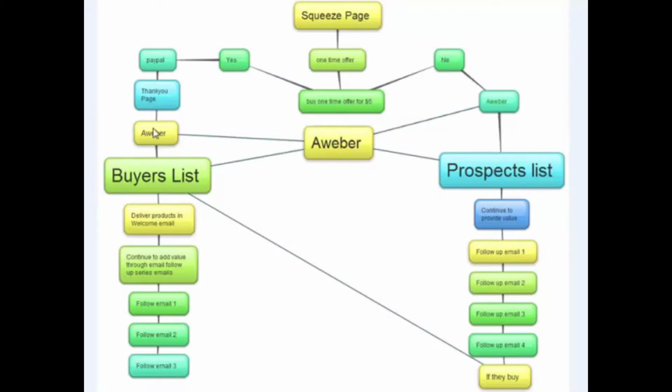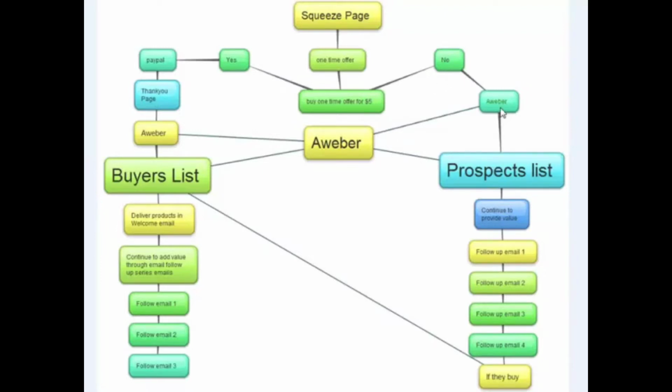They obviously go to the download page, thank you page, they go onto your buyers list, and then after they're on your list, you continue to add value through your follow-up emails. So you've got your email set up here. If they don't decide to buy, that's absolutely fine. It's no problem, because you wouldn't have sold anything anyway, so you haven't lost anything.